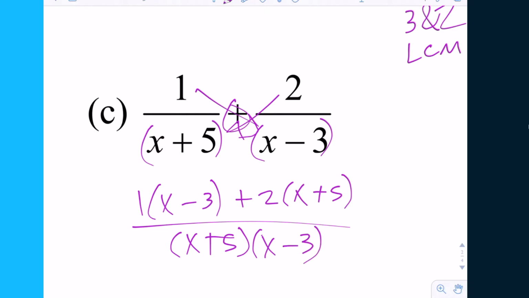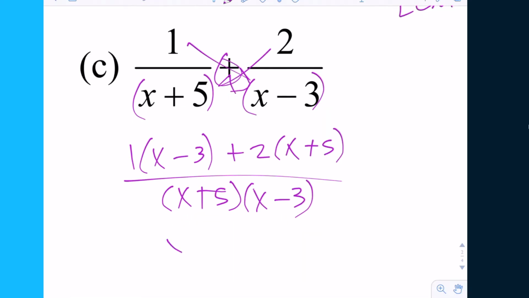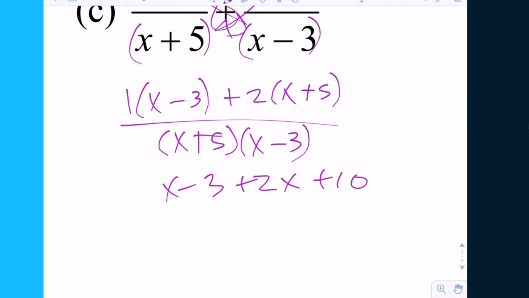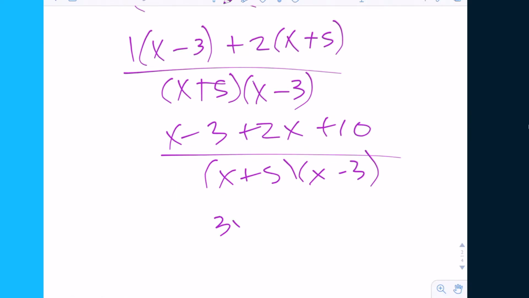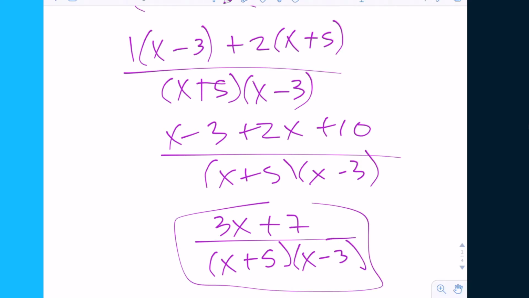And you could probably, with a little practice, even distribute these numbers to these linear factors as you're writing them down. So that ends up being x minus 3 plus 2x plus 10, which could be your first line, all over x plus 5 times x minus 3. And when you combine like terms in the top, then you get 3x, and then 10 minus 3 is plus 7. So that would be the simplified version. And again, in the denominator, whether you decide to keep them factored or expand it, it's kind of up to you.